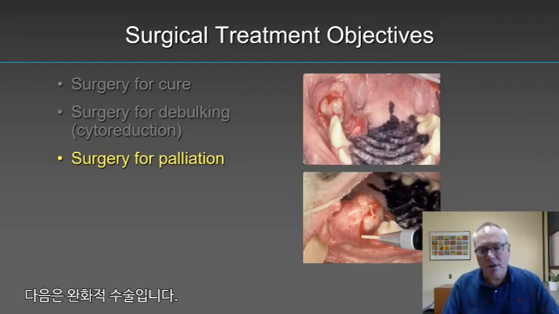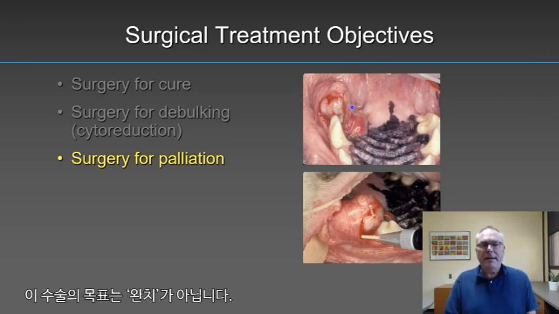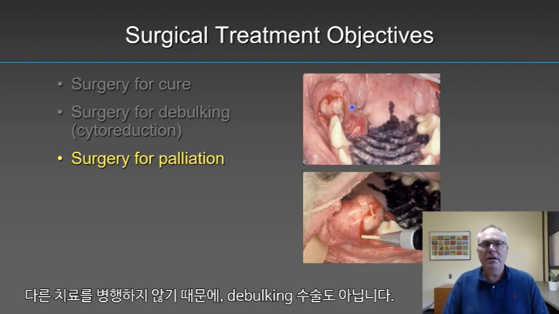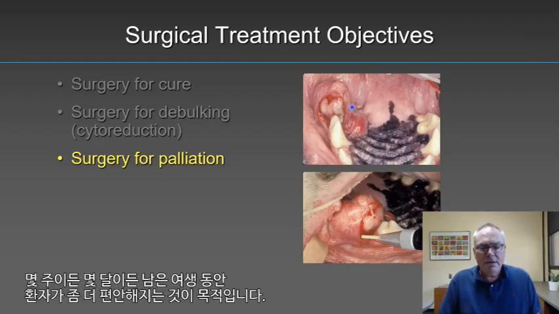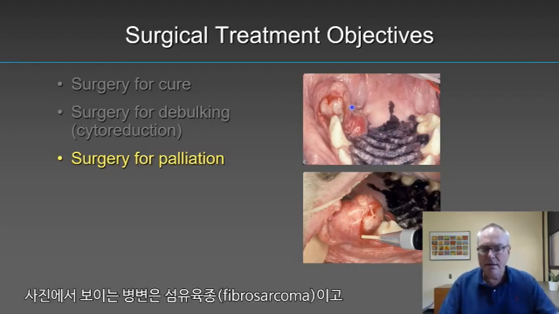The next surgical treatment objective is surgery for palliation. Surgery for palliation means that the objective of the surgical treatment is not to cure the animal. It's also not debulking, because it's typically not followed up with anything else. The surgery is only done to make the animal more comfortable for its remaining weeks or months. Here we see an example of that.